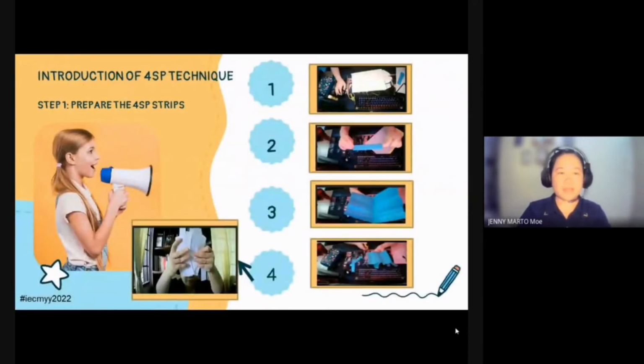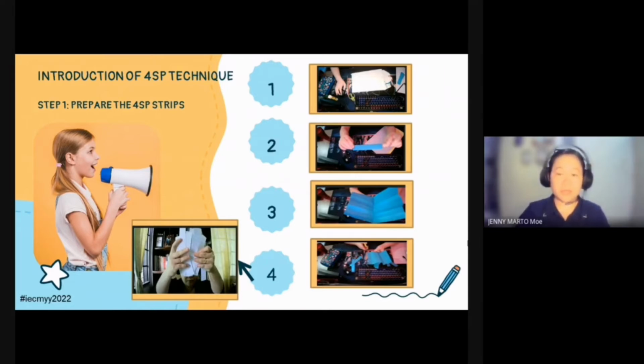This is how I introduce the 4SP technique. 4SP technique means actually the 4 sentences and 4 paragraphs. This is to help them to do the draft before their writing. But before I teach them to do that, I taught them to prepare the 4SP strips first.